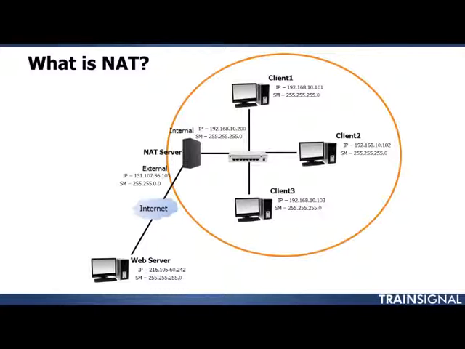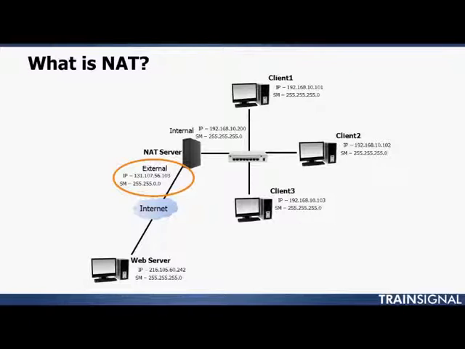The one thing that is missing from this drawing is that these 3 clients would all have a default gateway of 192.168.10.200. In other words, pointing to the NAT server. The NAT server also has an external IP address, and that is not on the list of internal only ranges. We have this external IP, which is totally valid out on the internet. The last thing in this picture that I want to point out is the web server down at the bottom, and we're going to see how that comes into play in just a moment.